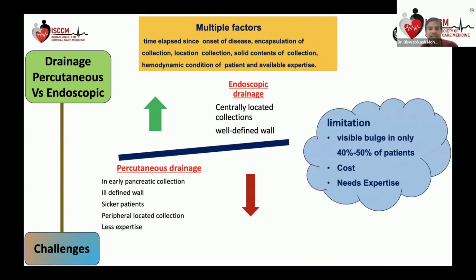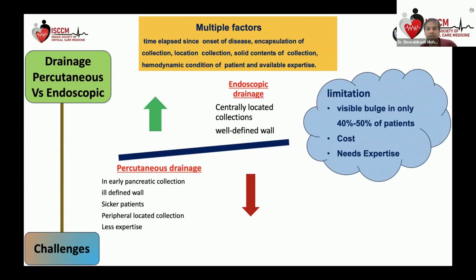But the challenge in endoscopic drainage is that it is possible when there is a visible bulge, which is found in only 40 to 50% of patients. Otherwise, it's difficult to decide where to go for endoscopic drainage. Apart from that, it is costly, especially endoscopic ultrasound, and it needs expertise. Whereas in percutaneous drainage, the most dreaded complication is the pancreatico-cutaneous fistula.